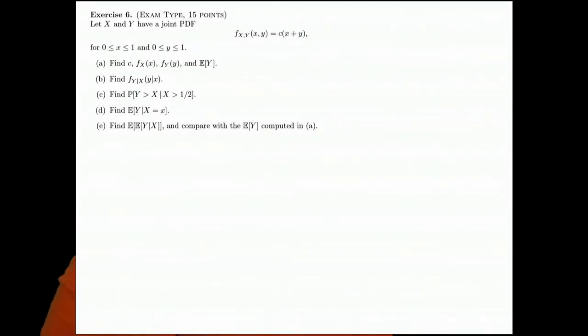Now I have a joint PDF and I want to find the constant c and also the marginal PDF. So first, we know the property that if I integrate the PDF, I will get 1.